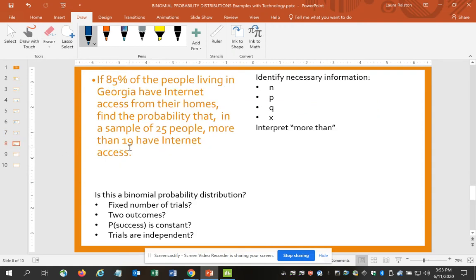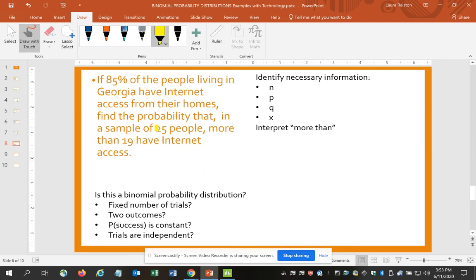It says if 85% of people living in Georgia have internet access from their homes, find the probability that in a sample of 25 people, more than 19 have internet access. So here again, you got to think through the problem, make sure it's a binomial distribution.